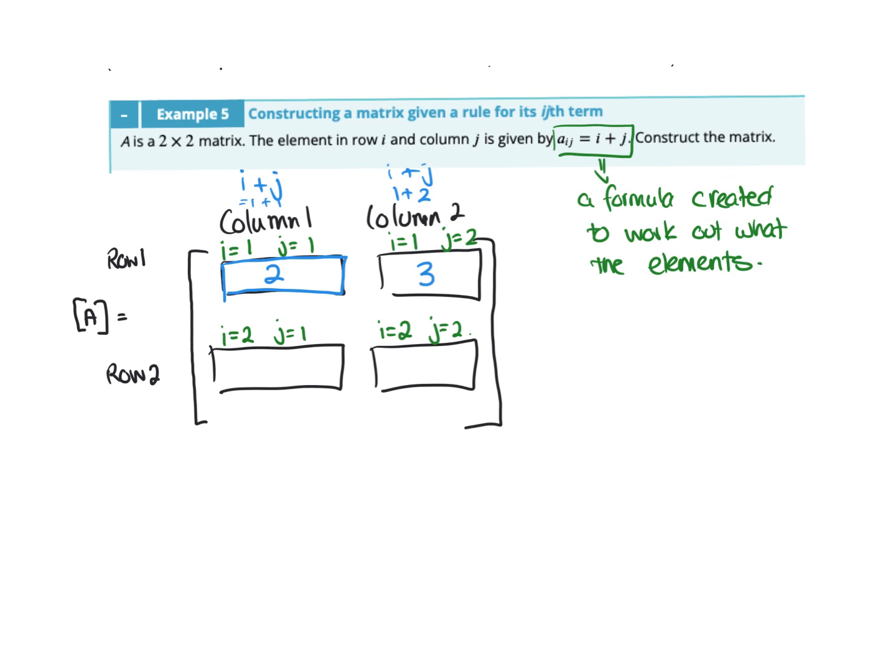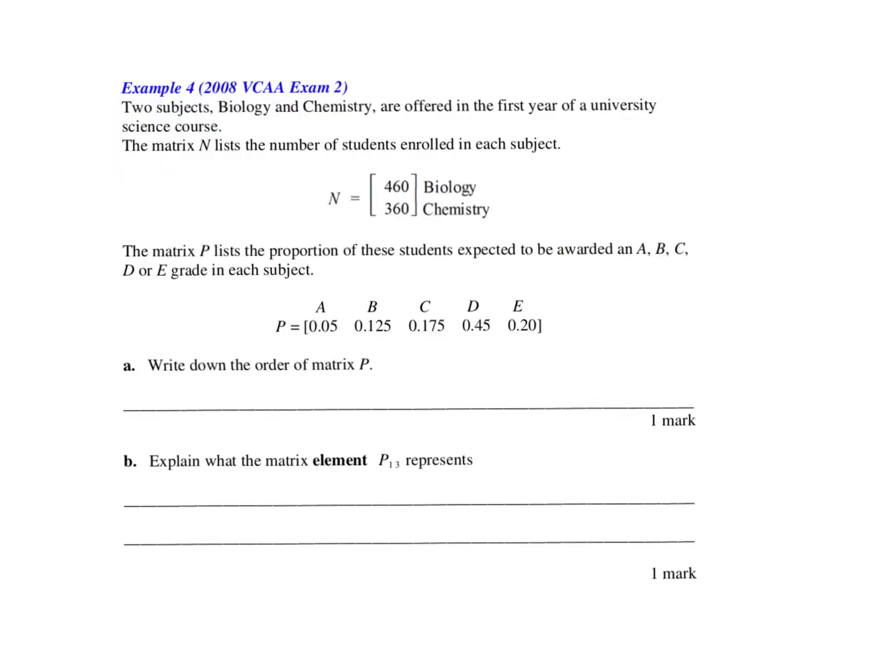What would this one down the bottom left-hand corner be? 3. Yes. And what would this one be? 4. Okay, so that's me really slowing it down so that you can work it out. What they do is they give you a lot. The formulas can be a little bit more involved than just adding them together. I'm just going to do a couple of examiner questions just to warm us up for matrices.